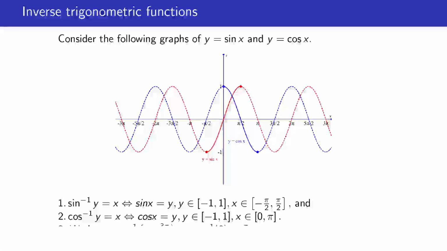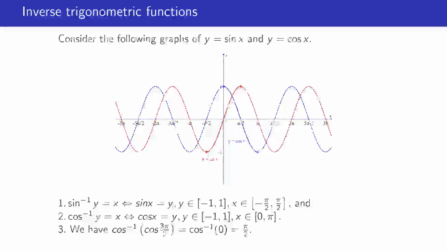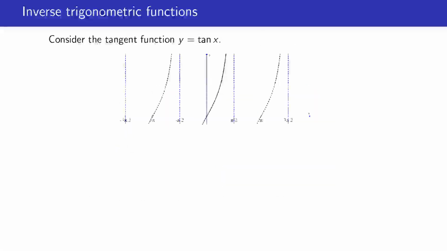For example, the cos inverse of cos(3π/2) will be cos inverse of 0 because the cos of 3π/2 is 0. And that should give you an angle in the interval 0 to π whose cosine is 0, and that angle is π/2. For the tangent function, let's assume that y = tan x.